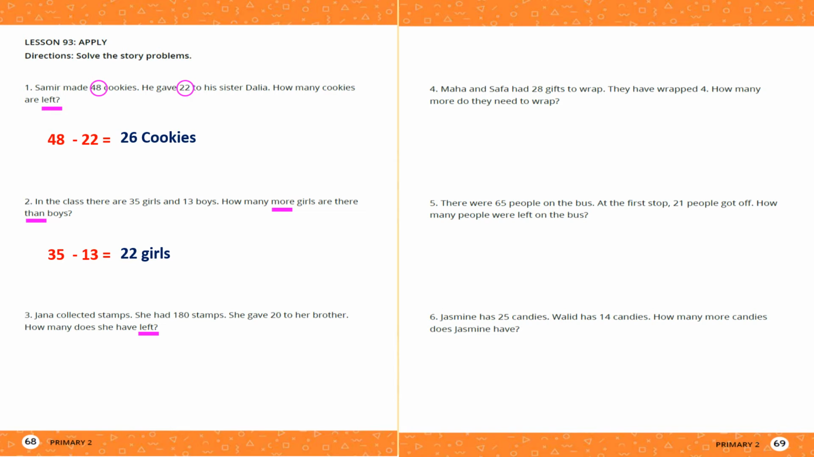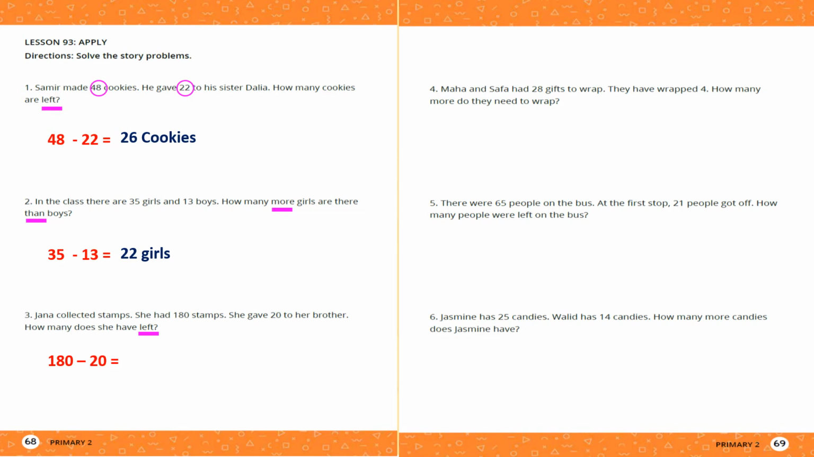Question number 4. Maha and Safa had 28 gifts to wrap. They have wrapped 4. How many more do they need to wrap? So here we will subtract. They wrapped only 4 from the 28. So how many more do they need to wrap? We will subtract 28 minus 4.